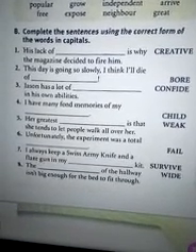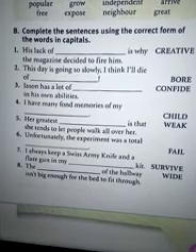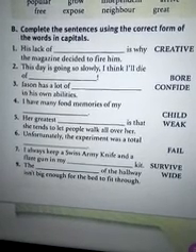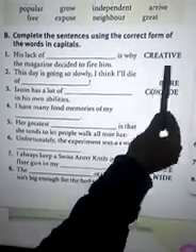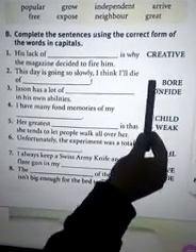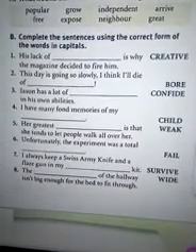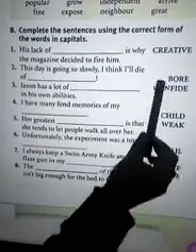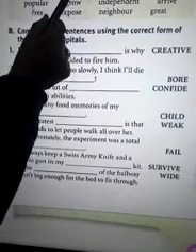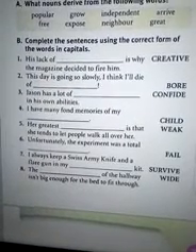Sentence number 1. His lack of creativity is why the magazine decided to fire him. Exactly, creativity. Sentence number 2. This day is going so slowly, I think I'll die of boredom. Yes, boredom, the suffix D-O-M. Boredom is the noun.